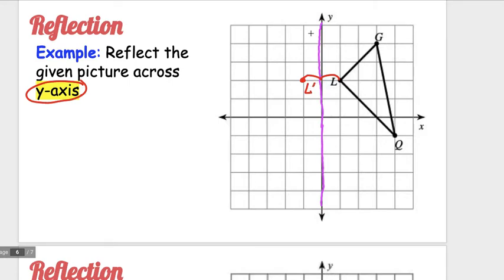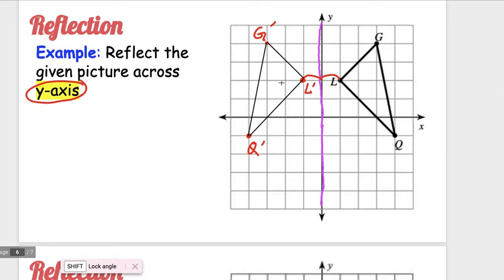And for G, if you worry about the marks, we can just count it: 1, 2, 3, 1, 2, 3. So this is our G prime. For Q, 1, 2, 3, 4. Then we do the same thing, 1, 2, 3, 4. So this is Q prime. Again, besides labeling it, we also need to connect them. So finally, we connect them, L to Q and G to F.